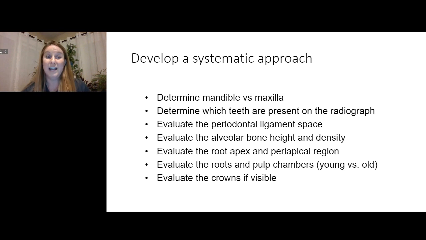We want to make sure we're looking at that periodontal ligament space. That's going to be the area between the root structure and the bone. So we want to look at that and see, is it widened anywhere? Is it widened especially at that apex or that periapical region? Is it normal? Is there tooth resorption? So we're going to identify that periodontal ligament space there. We're going to look at our alveolar bone height and density. We want to make sure that that's normal. We're going to look at that periapical region, and then the roots, the pulp chambers.